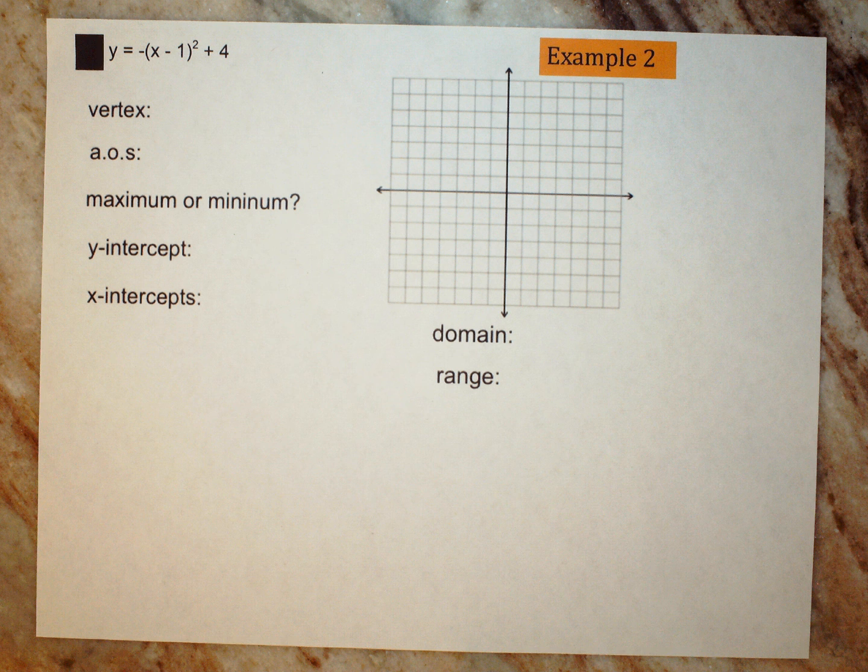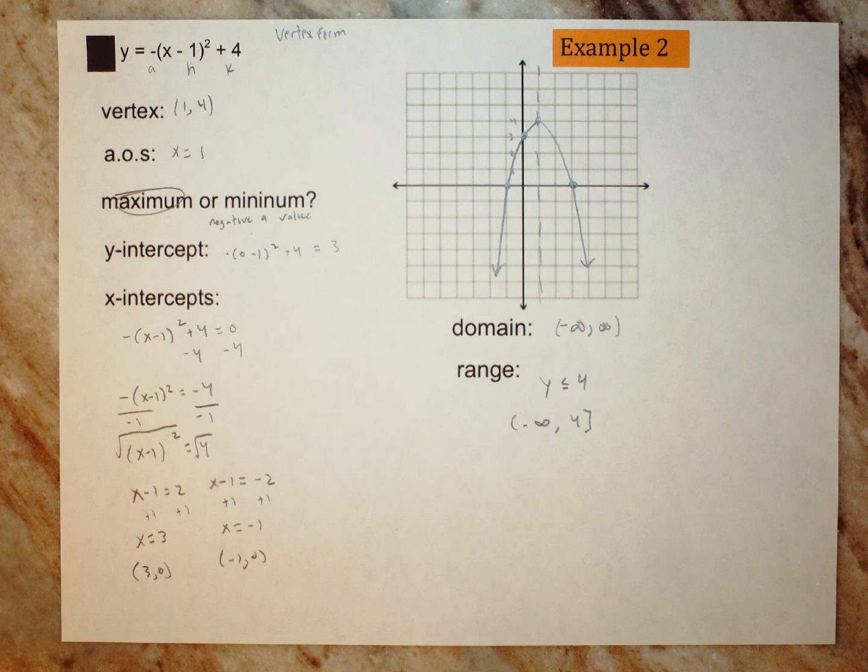So at this point, pause this and try this example. Find the vertex, axis of symmetry, determine if that's a max or a minimum, y-intercept, x-intercept, domain and range, and graph. Pause the video and try this one. All right, so here's example 2 all filled out. Got the vertex 1, 4.